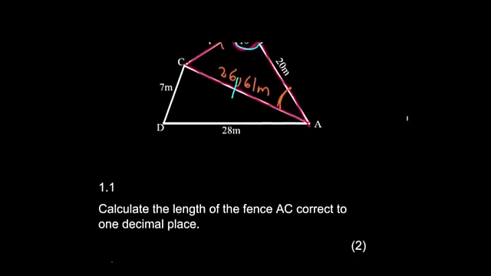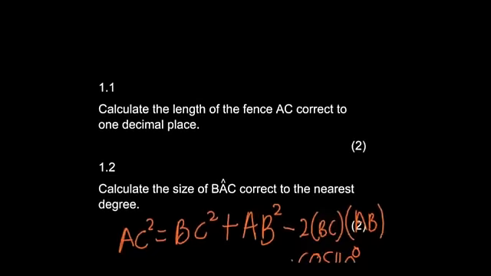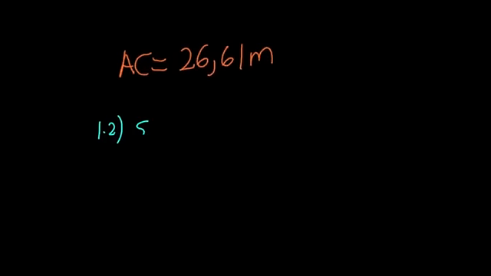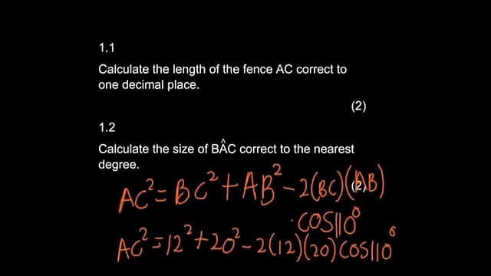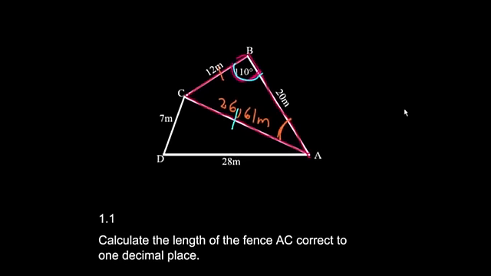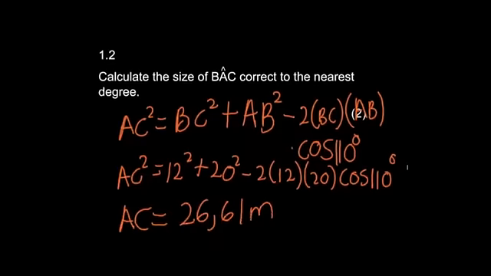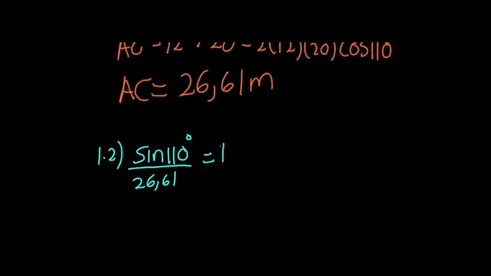So it'll be sine of 110 degrees divided by 26.61 is equal to, they want us to work out that corner there, so it's going to be sine of A divided by 12. Sine of A, which is what we're looking for, divided by the corresponding side, which is 12.